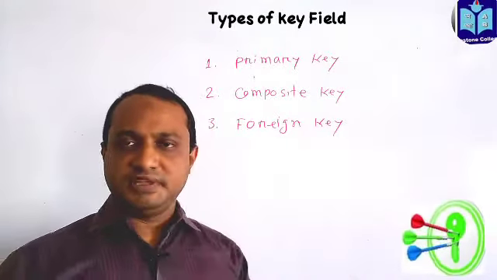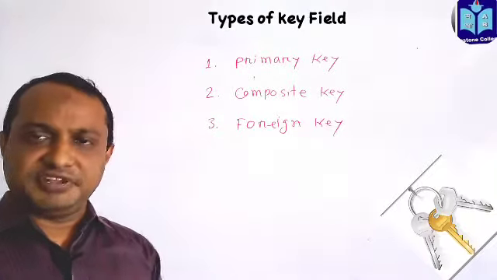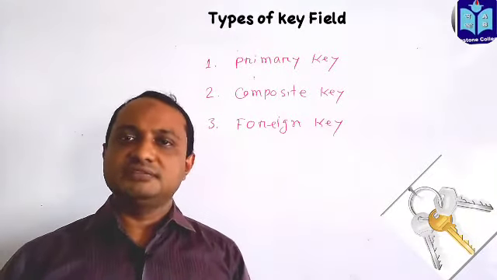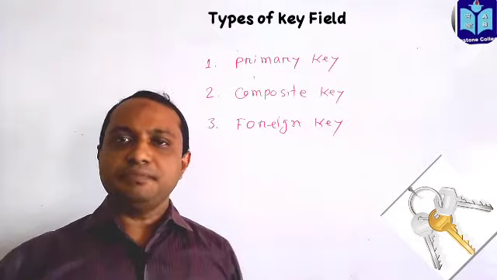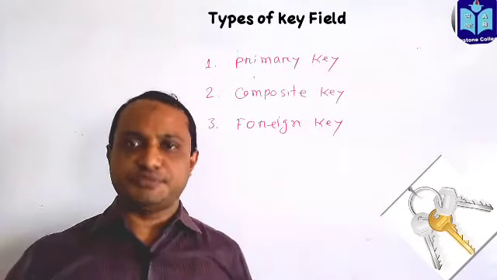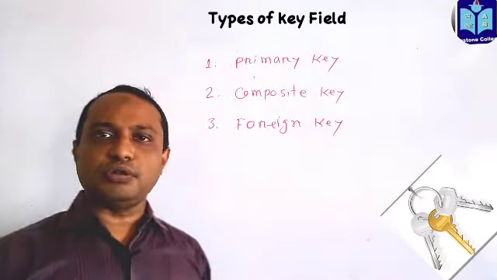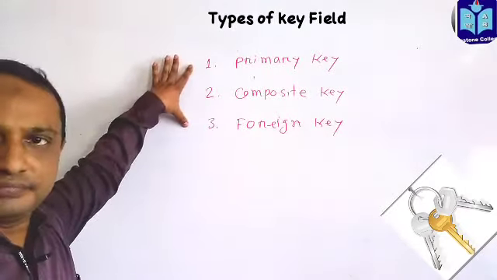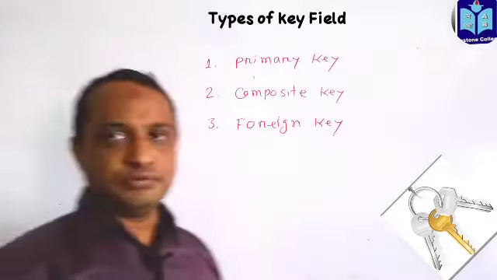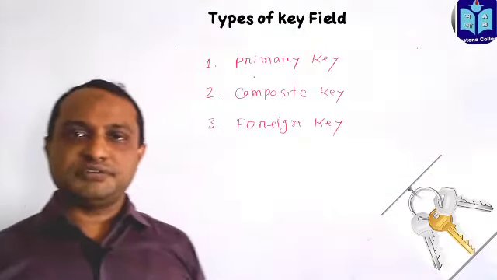Besides these 3 key fields, there are also some other key fields, suppose super key, candidate key, minimal super key. There are different types of key field, but in our intermediate syllabus, there are only 3 types of key field. Now I will discuss them one after another.